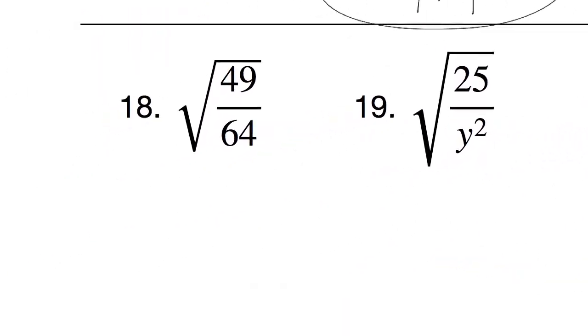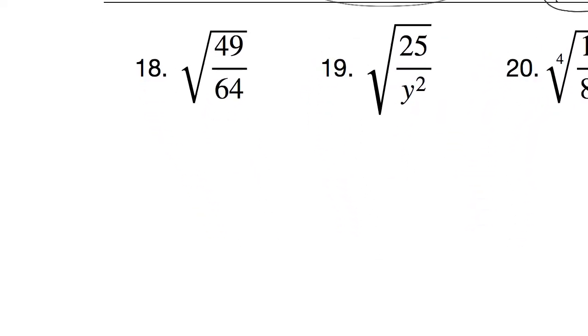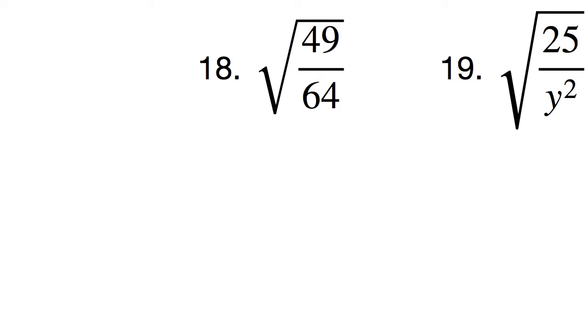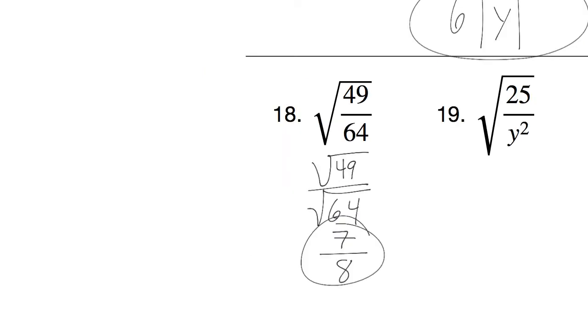Alright, so a very similar rule applies to division, in that you can split up square roots. So the square root of a fraction is going to be the square root of the numerator divided by the square root of the denominator. What number times itself is 49? That's 7. What number times itself is 64? That's 8. You get our answer.